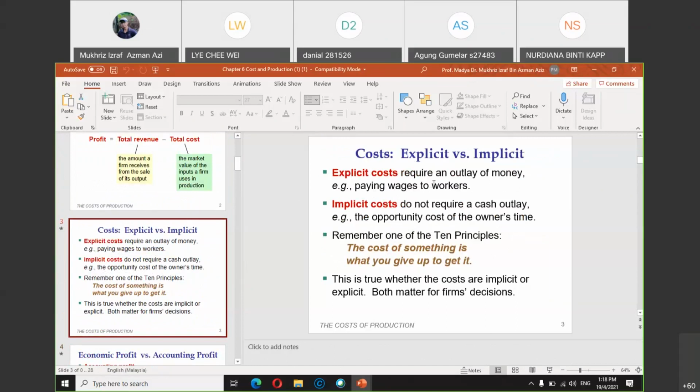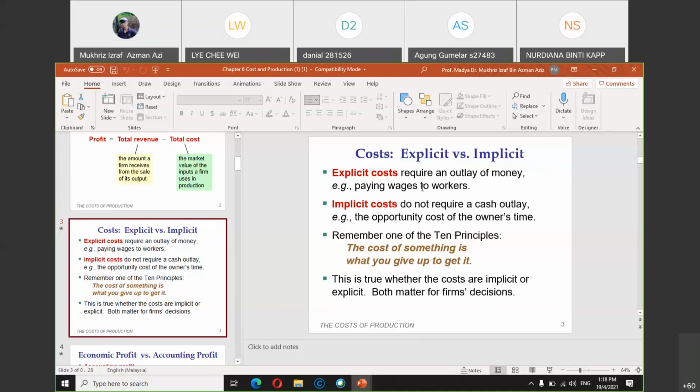Explicit cost is something that you can usually count on, that you include in your balance sheet. The cost of your labor, the cost of the loan you pay to the bank, the cost of rental, how much rent you need to pay to the landlord. So all those are direct costs in production.